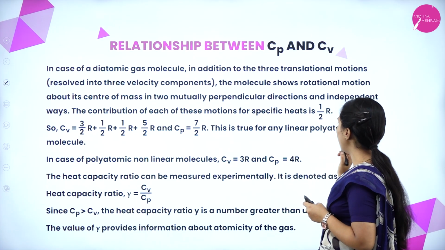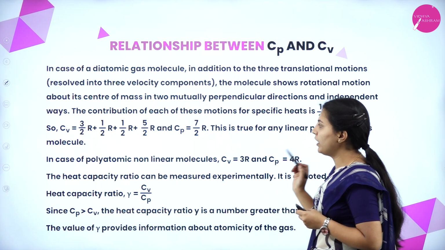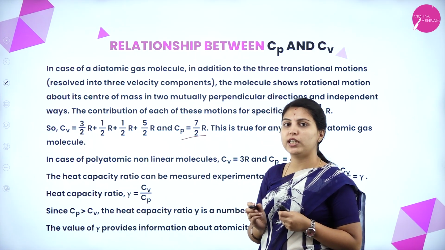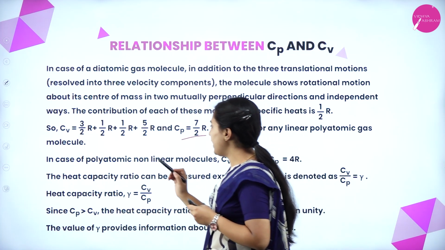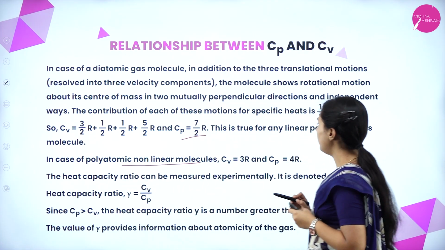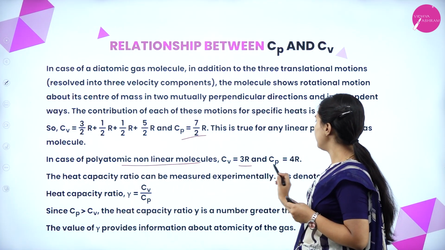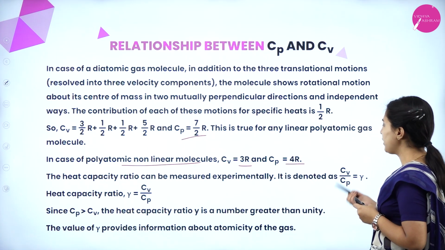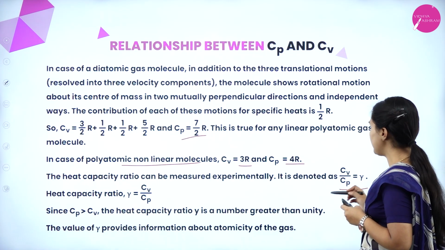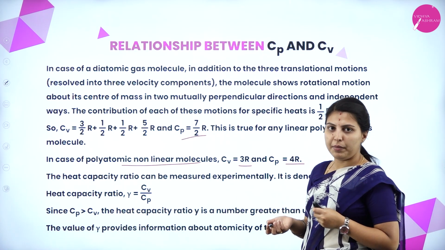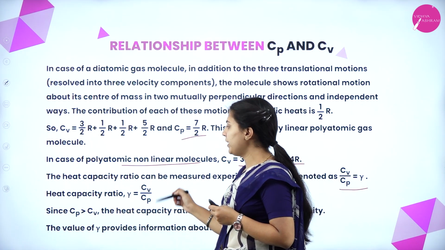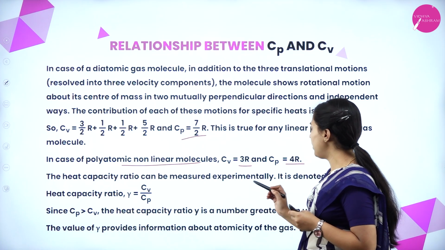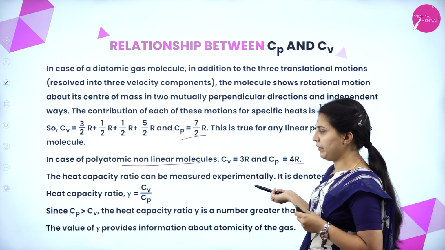This is true for any linear polyatomic molecule, and this will be the constant for any such molecule. In case of a polyatomic non-linear molecule, Cv equal to 3R, Cp equal to 4R. The heat capacity ratio can be measured experimentally. It is denoted by gamma equal to Cp by Cv. Since Cp is greater than Cv, gamma is a number greater than unity.